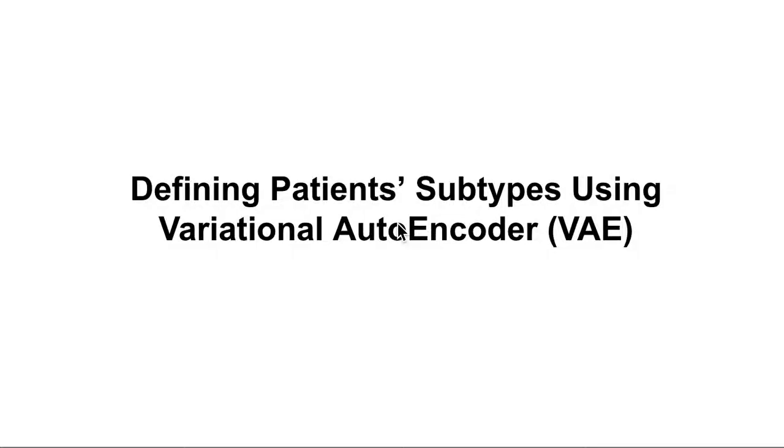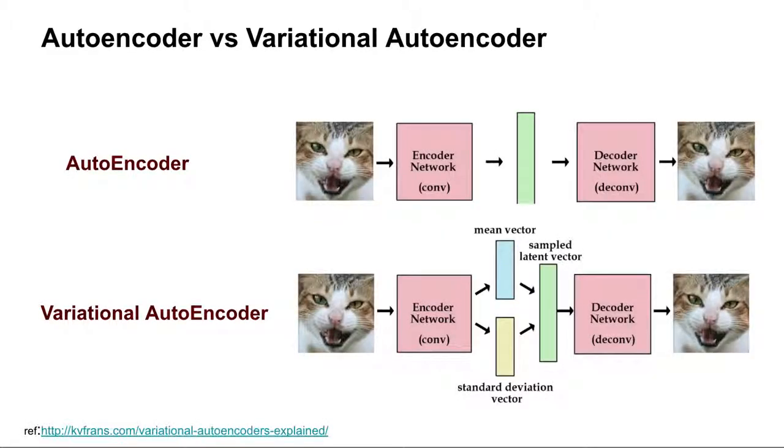Today I'm going to explain the project on defining different patient subtypes using a variational autoencoder. First, I'm going to introduce the difference between an autoencoder and a variational autoencoder, and why we use a variational autoencoder.